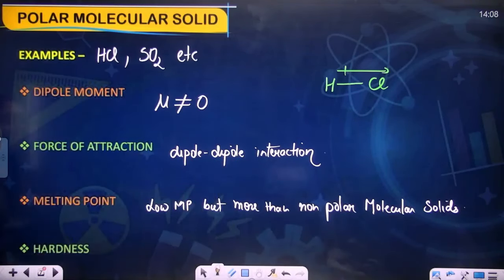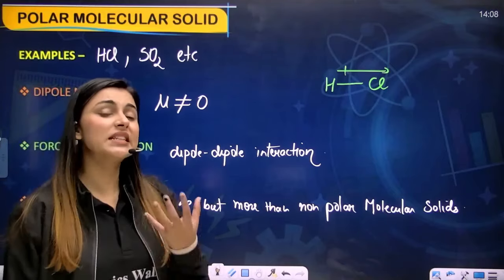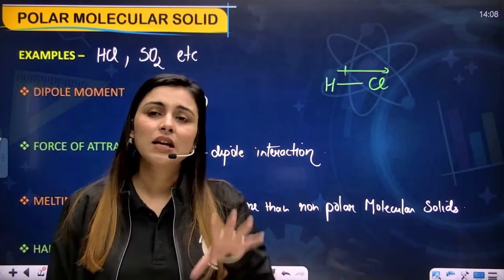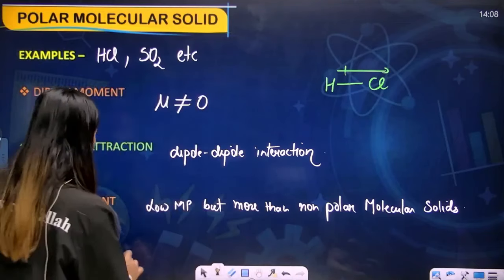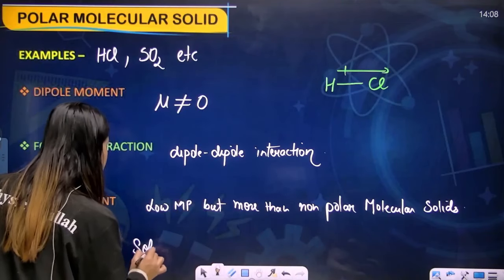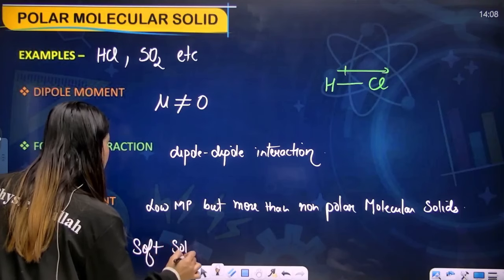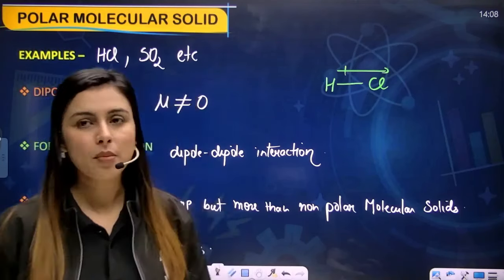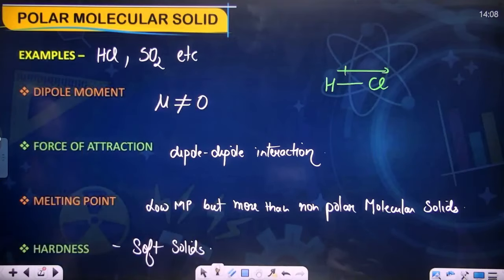Now let's talk about the hardness. Still, my dear students, since the interactions are not very strong, these are also considered as soft solids. So we'll say these are soft solids. Okay, perfect. I hope you're clear with this. Please write it down and then we'll move forward.